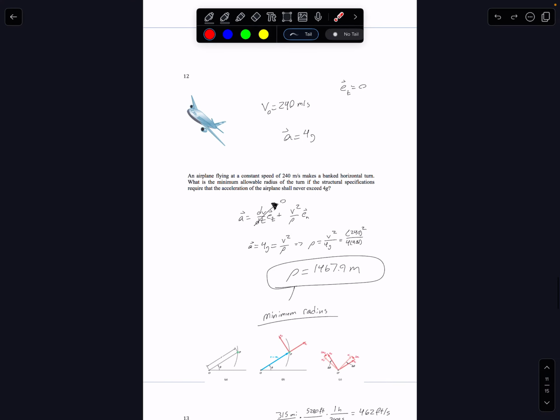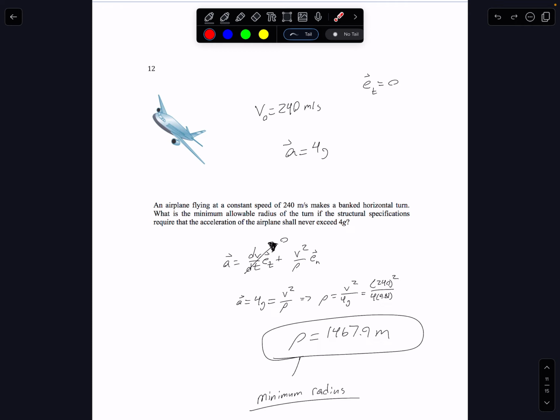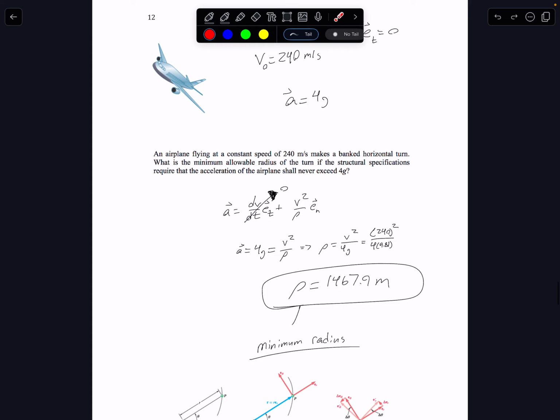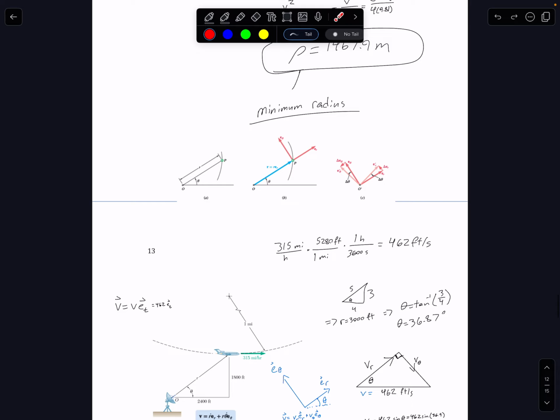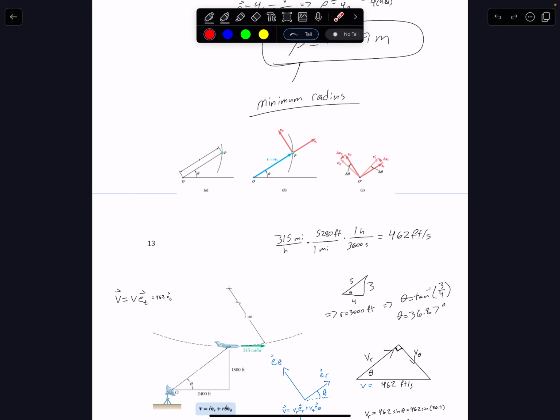A very similar problem again. No constant speed, so tangent acceleration is equal to 0. Then we know we have a velocity, and we're looking for a radius this time, so a little different. 4 Gs is equal to v squared over the radius. A little bit of algebra. We find the radius that the plane can handle is 1,467.9 meters. That's the minimum radius that it can handle.